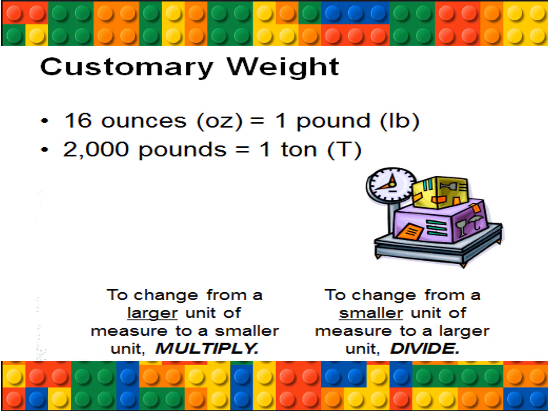Talking about customary weight. For customary weight, we have ounces, pounds, and tons. Those are the three units we use for customary weight. 16 ounces is 1 pound. 2,000 pounds is 1 ton, right? And when we are converting them, to change from a large unit to a smaller unit, we're going to multiply. And to go from a smaller unit to a larger unit, we're going to divide, all right? So that's all right here, helping us remember the strategies for the big small method, okay?